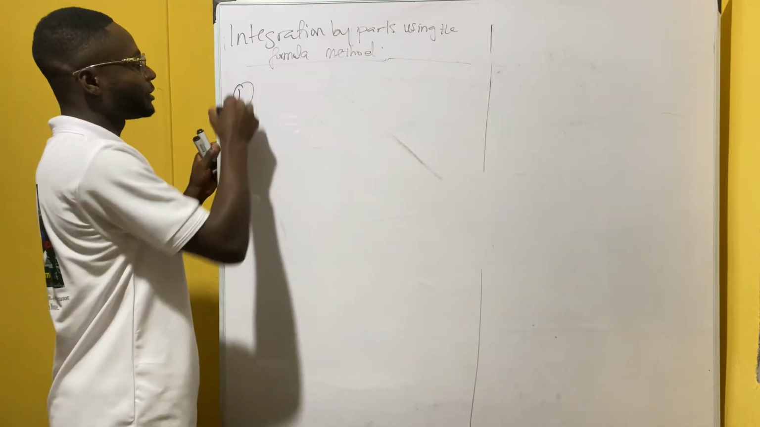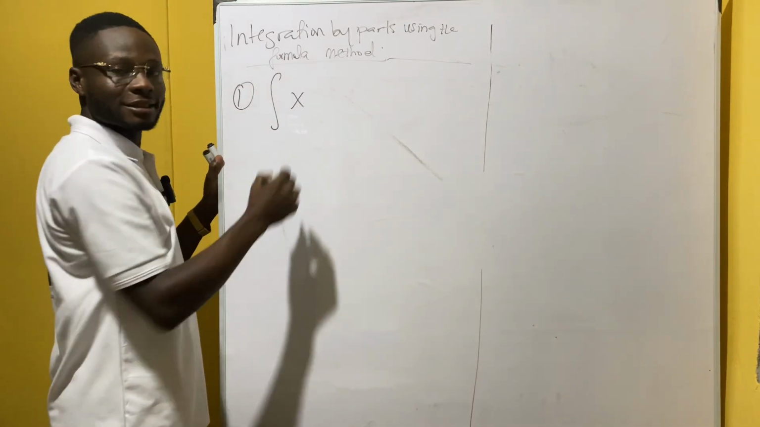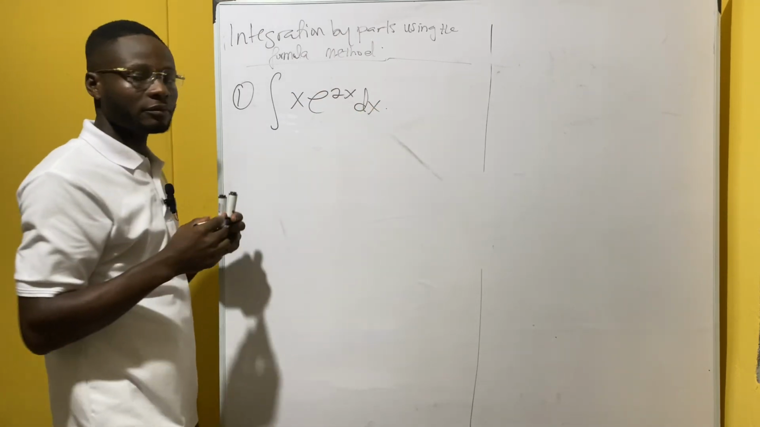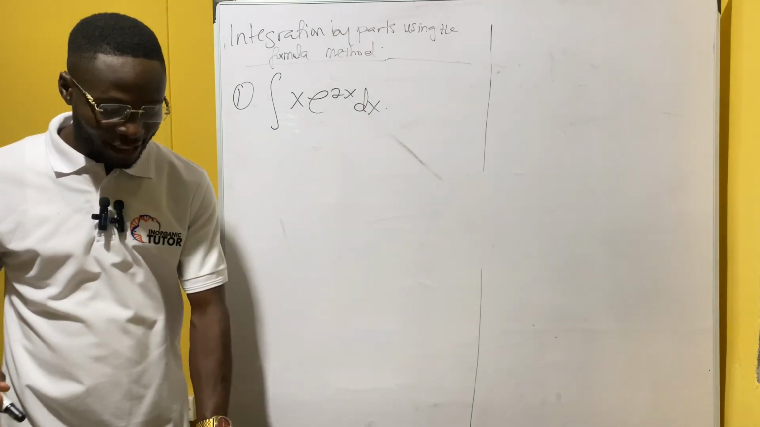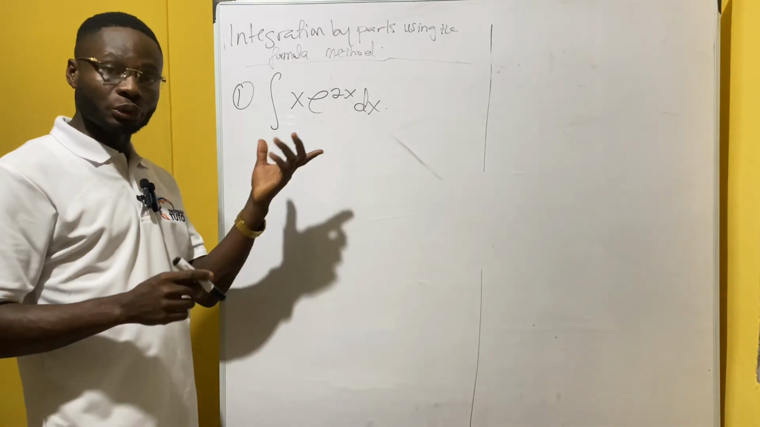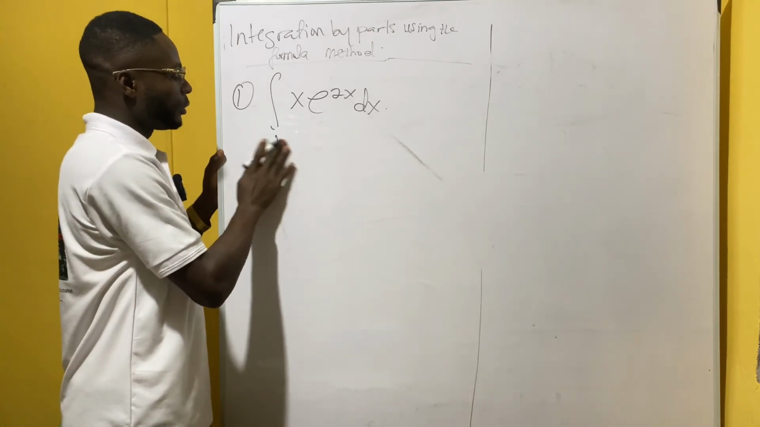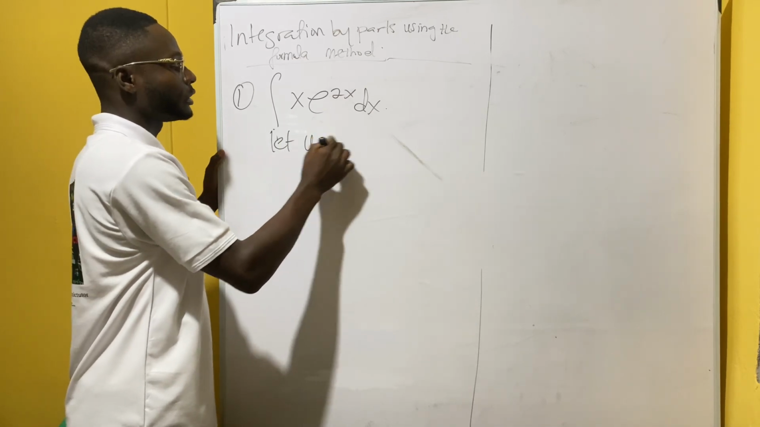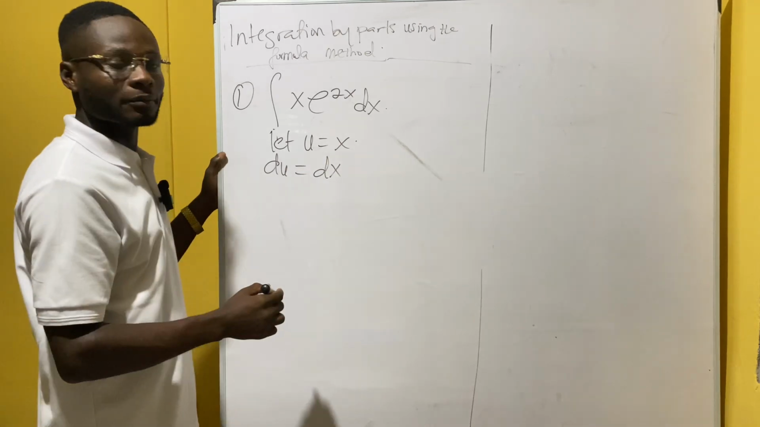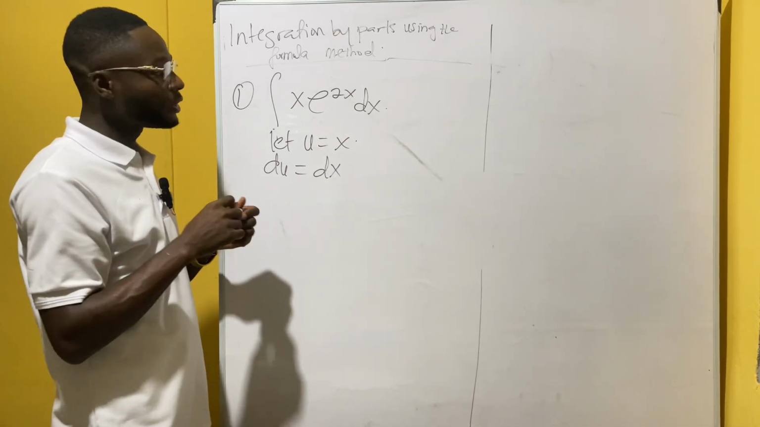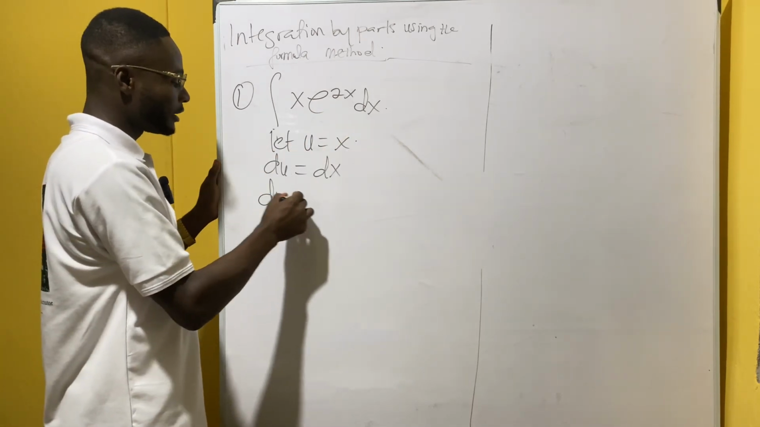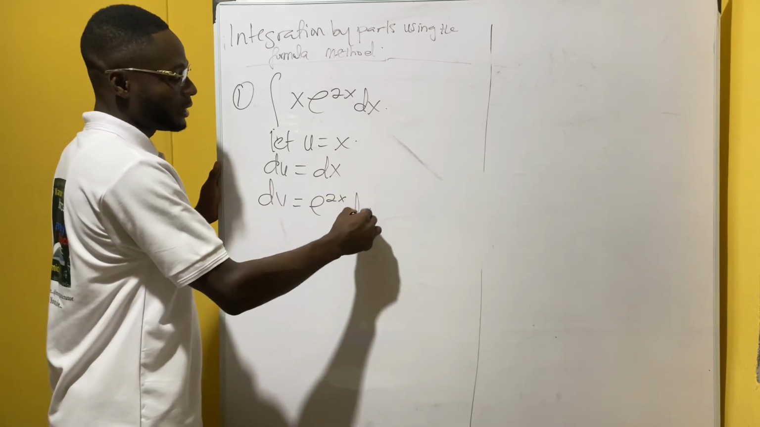Our first problem is the integral of x e power 2x dx. Looking at the rules that we learned, that means we are going to choose our x to be u. So we let u equals x, so we can say that du is equal to dx. Now we have identified our u. The next term is going to be the dv. So our dv here is going to be e power 2x dx.